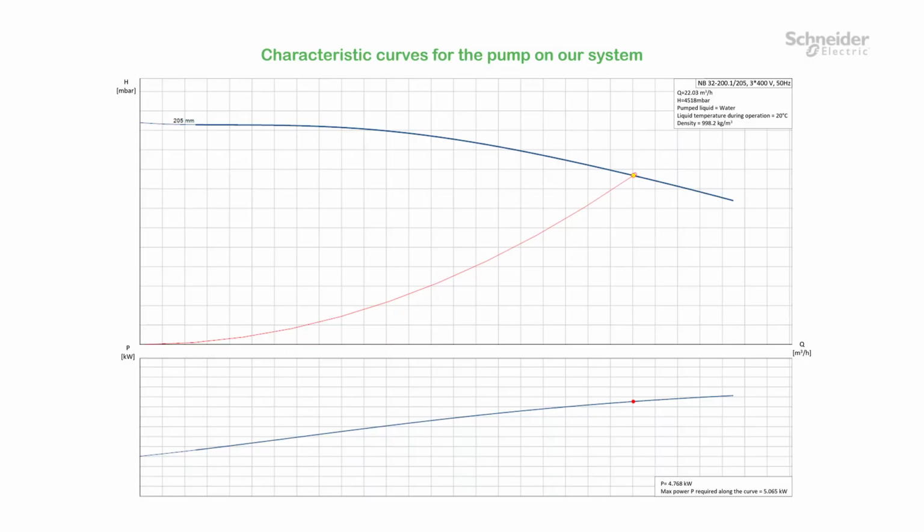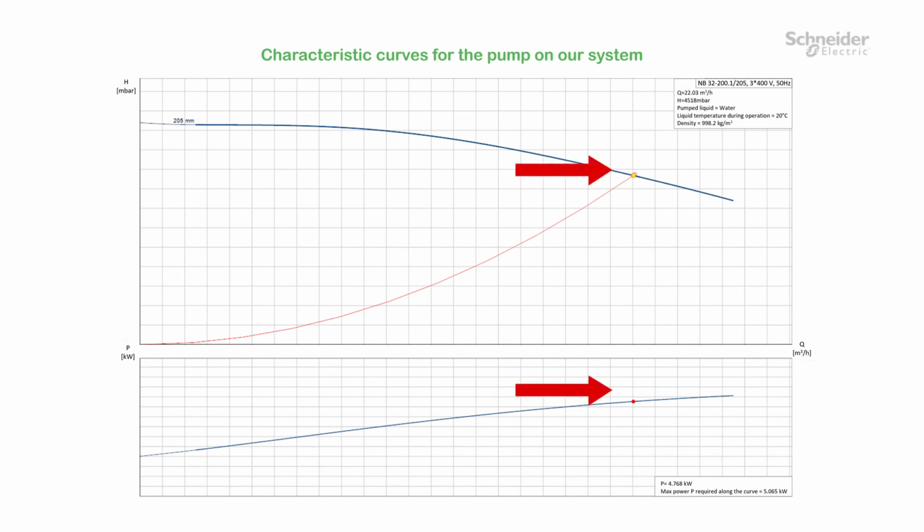Pump characteristics curves are provided by the pump manufacturer. The blue curves are the performance curves. The first one shows the connection between flow rate, Q in cubic meters per hour, and head, H in millibar. In our example, the head starts at 0, but that depends on the system used. The second one shows the connection between flow rate, Q in cubic meters per hour, and the power, P in kilowatt. The red curve is the system curve.